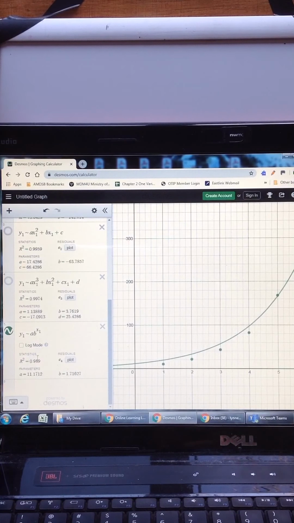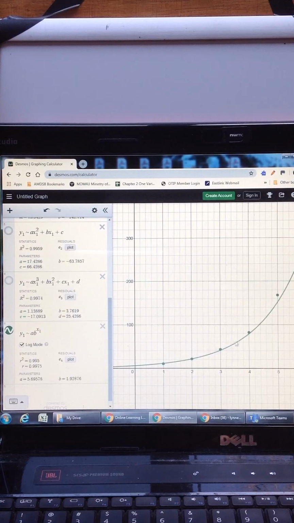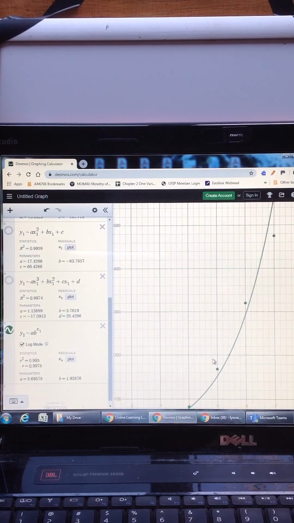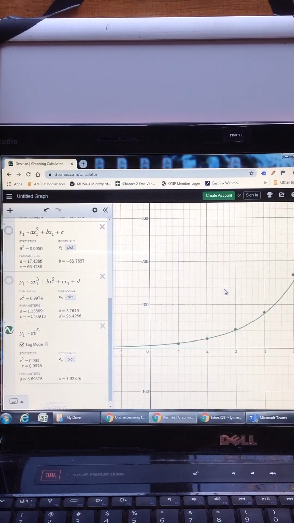Its r-squared value is not so great compared to the other two. I mean, it's still very good, don't get me wrong, it's close to 1. But look what happens if we introduce this into log mode. Wow, all of a sudden, this curve fits these data points a lot better. It's starting to deviate a little bit as time goes on, but in terms of the initial conditions of this bacterial culture, it's much better.